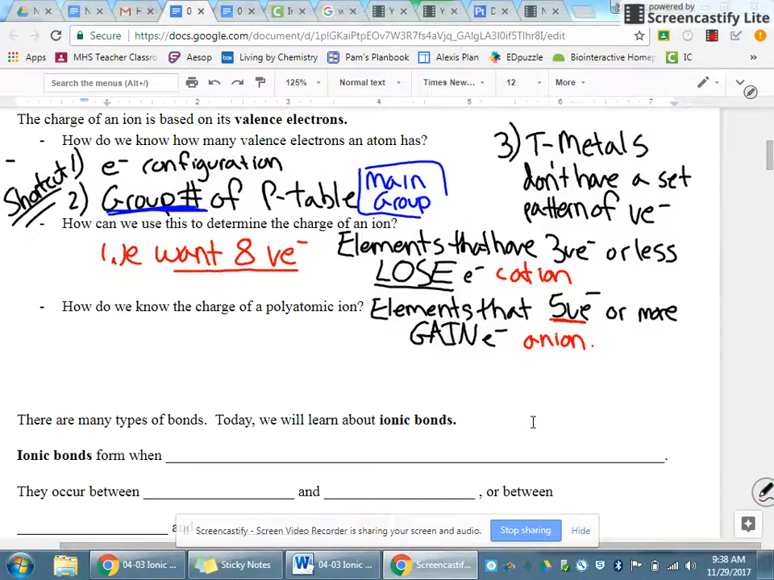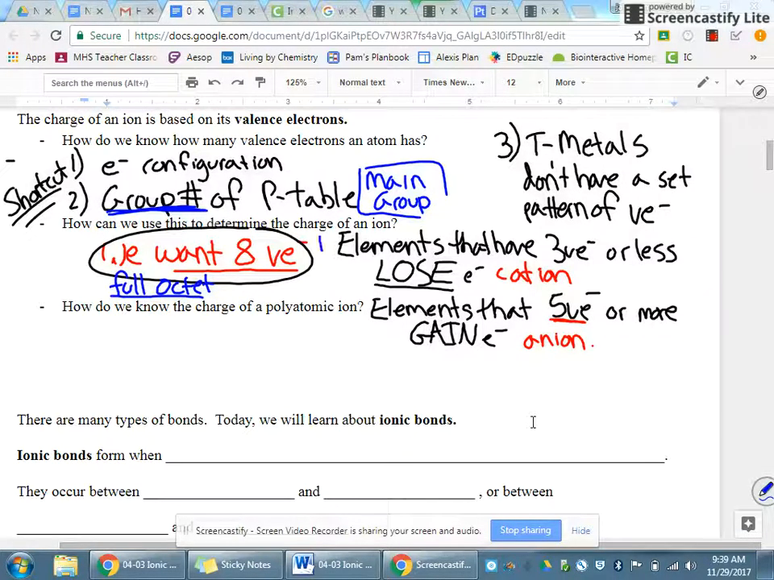All right, so we kind of got cut off here, but how do we use the valence electrons to determine the charge of an atom? Well, the goal here is that we want 8 valence electrons. And again, as a reminder, that is also known as our octet rule. We want a full octet.